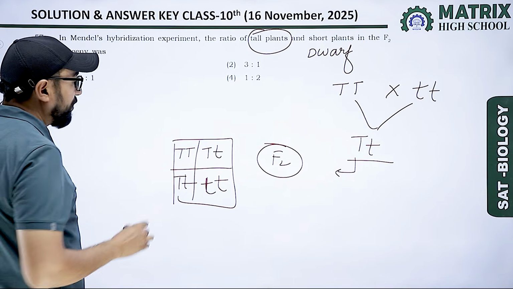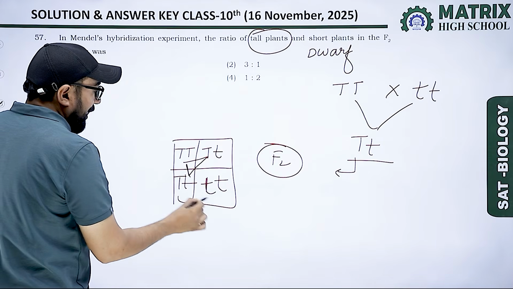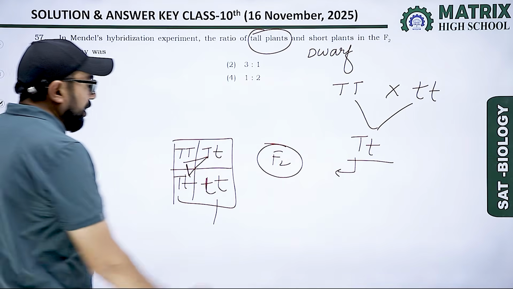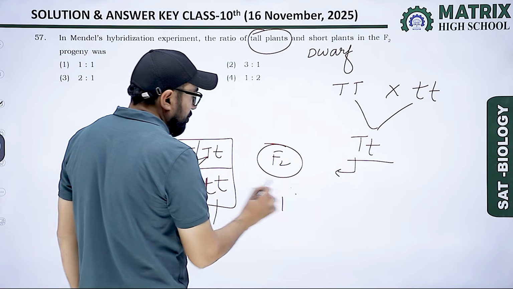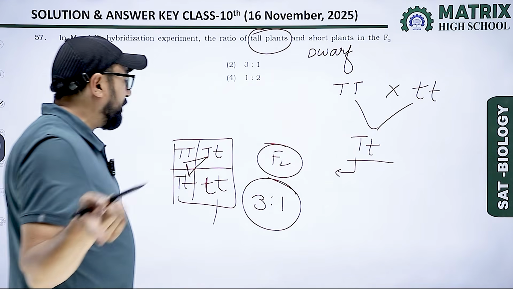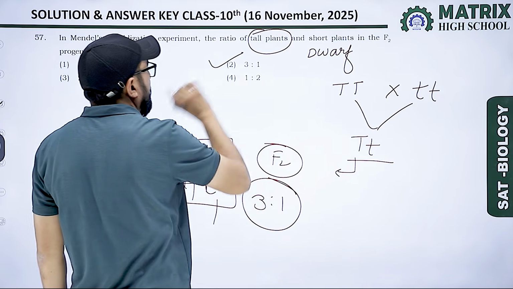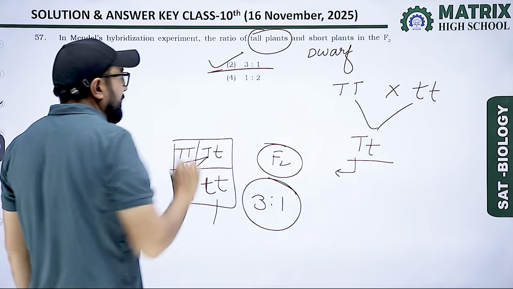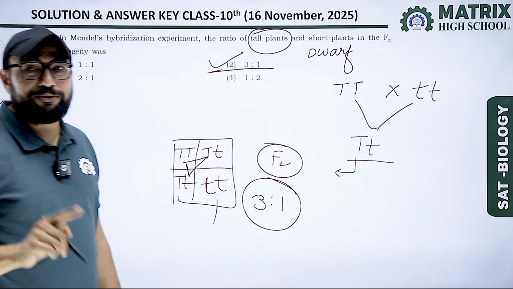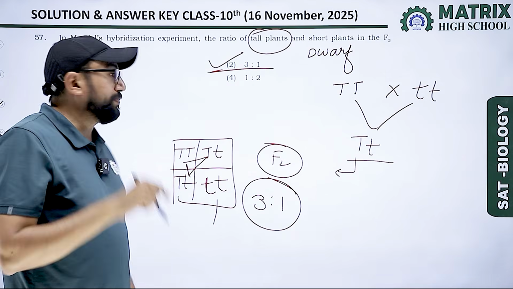In this case, 3 tall and 1 dwarf. 3:1 phenotype. So 3:1, the second option is the right answer for the F2 generation.